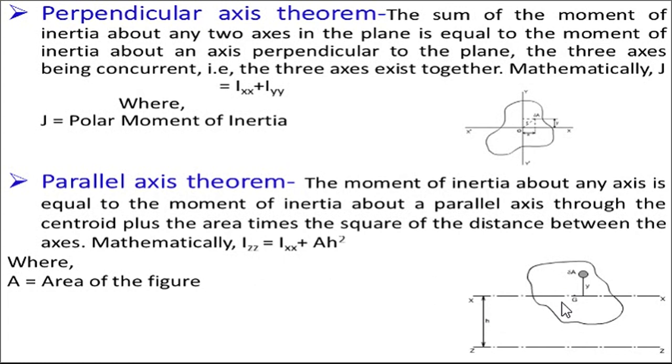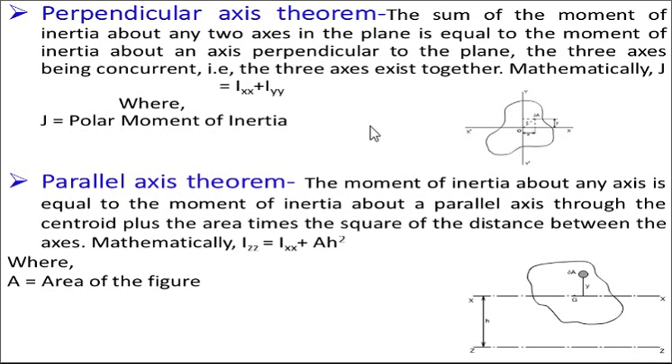So in the figure you can easily see that if any particular axis is far from this body, at that time the moment of inertia can be determined by taking the moment of inertia about the centroidal axis plus area times the square of the perpendicular distance between these two axes. So that is the statement and this is the mathematical expression to determine the moment of inertia about any axis. This capital A is the area of that figure. Okay, understand here the parallel axis theorem.